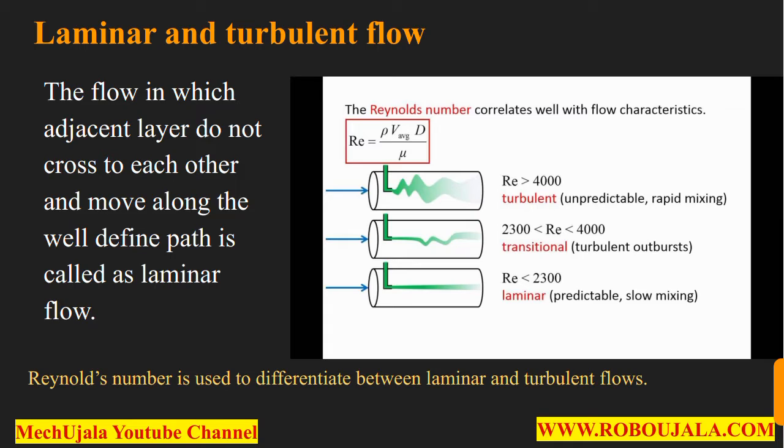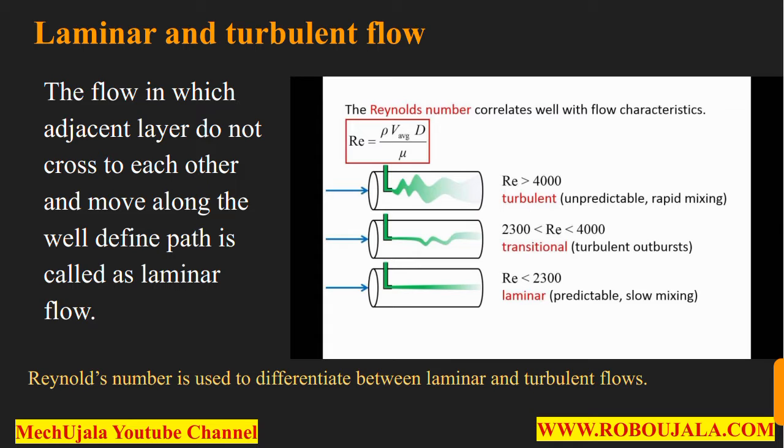After that, there is one more condition, transitional flow. In this flow, the Reynolds number is between 2300 and 4000. And for turbulent flow, the Reynolds number is more than 4000. So remember these values. As you can see here, in turbulent flow the adjacent layers are crossing each other, but in transitional flow, the adjacent layers are crossing not too much, but between laminar and turbulent. So we call it transitional.